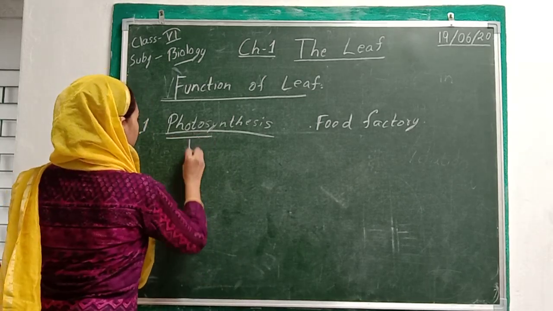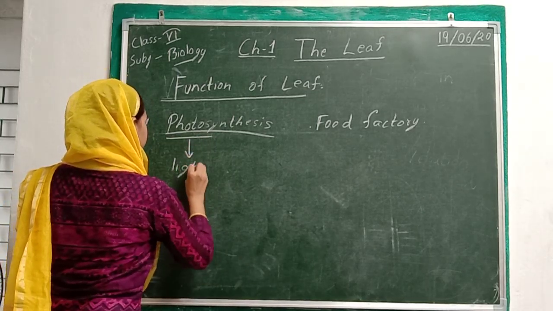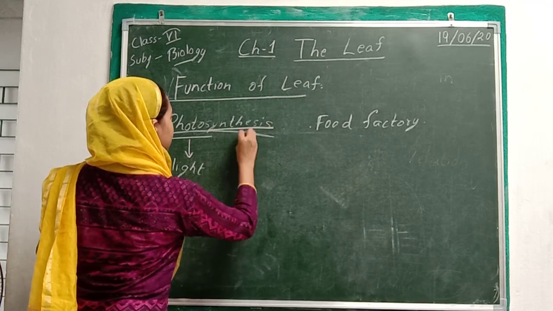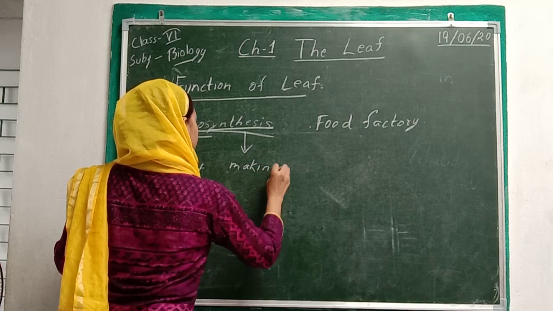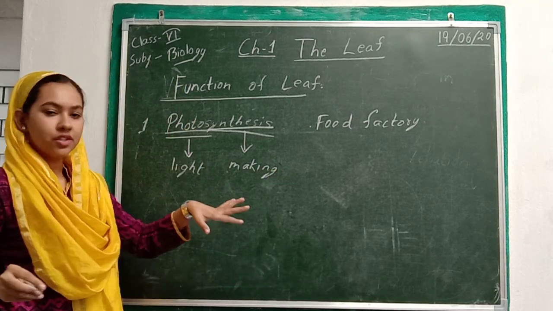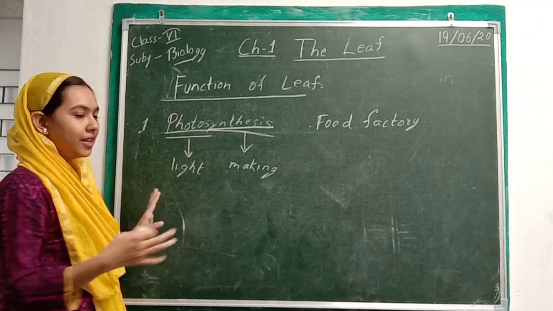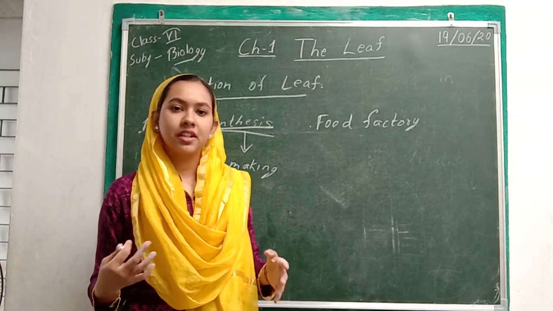The word photo means light. And the word synthesis means making, okay? So it is basically the process in which green leaves make food in the presence of light. But how does this basically occur?